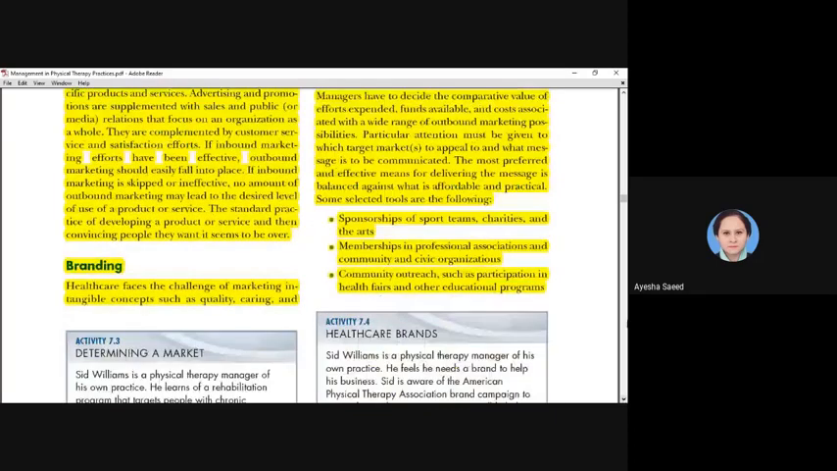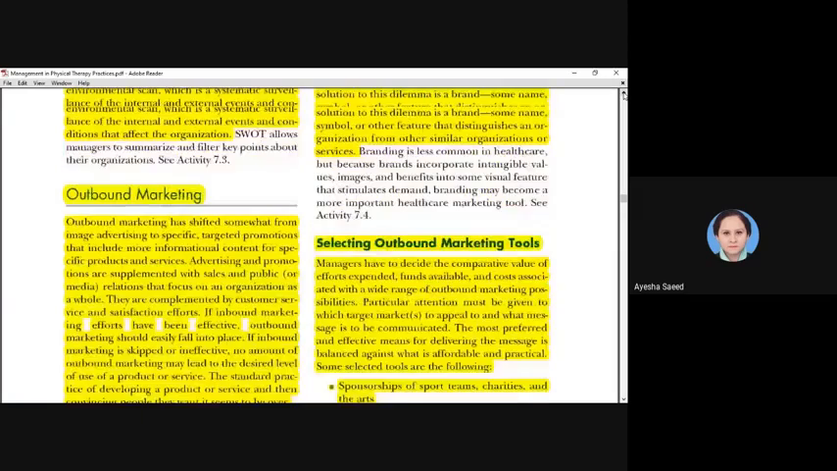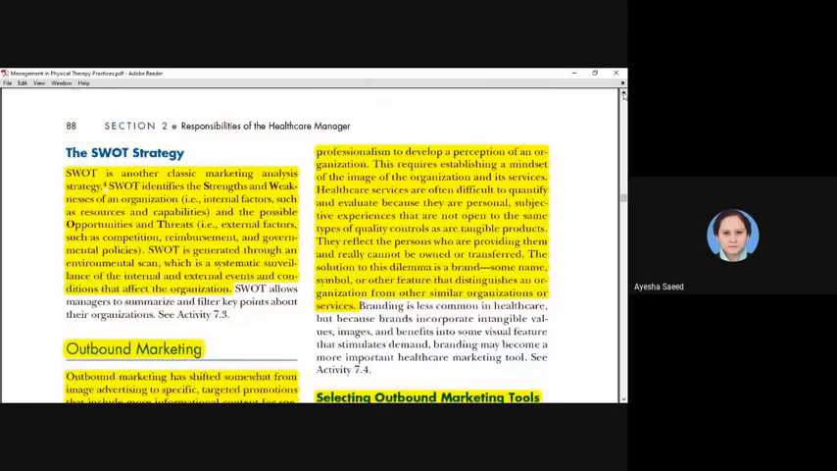The first aspect of outbound marketing is branding. Healthcare faces the challenge of marketing intangible concepts such as quality, caring, and professionalism to develop a perception of an organization. This requires establishing a mindset of the image of the organization and its services. So, most of the services that healthcare managers and practitioners provide are intangible and cannot be measured.